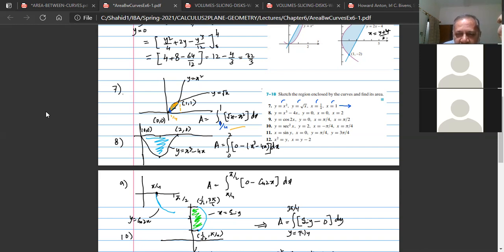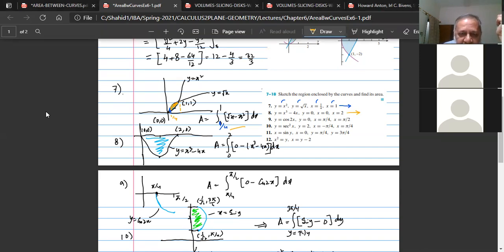What is given in question number 8? Y is equal to x cubed minus 4x. Y is equal to 0, x is equal to 0, and x is equal to 2. Now x is equal to 0 is the y-axis, x is equal to 2 is a vertical line, y is equal to 0 is the x-axis, and y is equal to x cubed minus 4x.